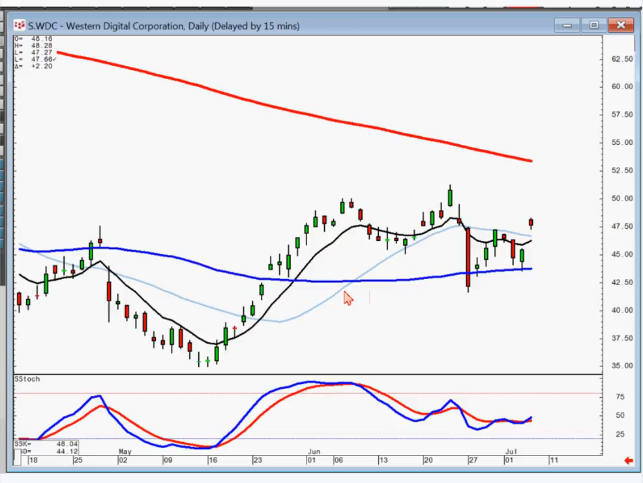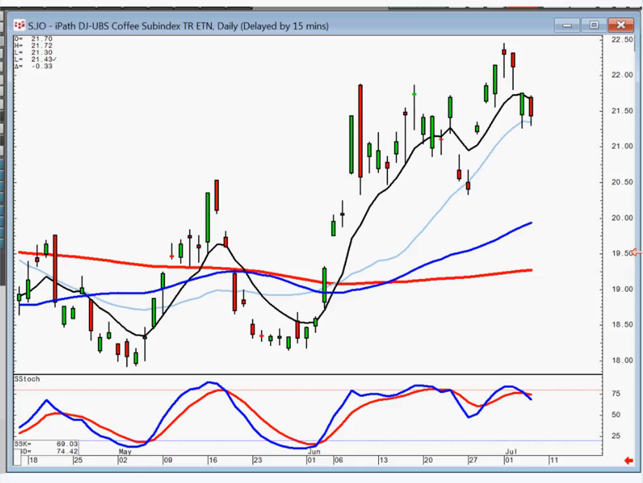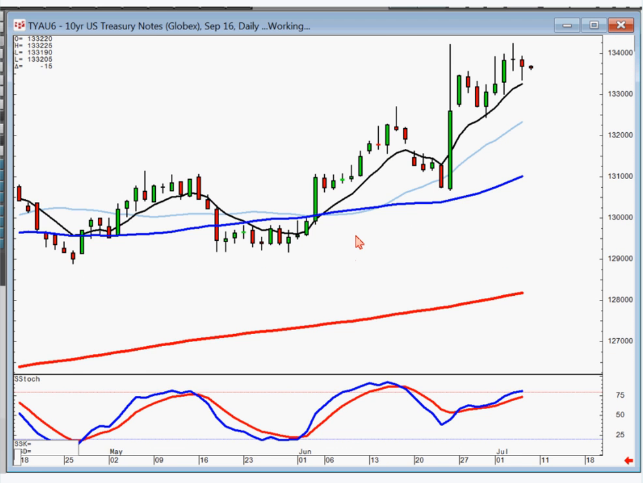Western Digital popped up today. I'd be ready to buy this one, especially if it came back up through today's open. It would be telling us that that gap up today is still working. Coffee, again, still heading down. The 10-year notes, still moving up in this slow uptrend. The yields are just dramatically low. But right now, they're still buying the 10-year notes.